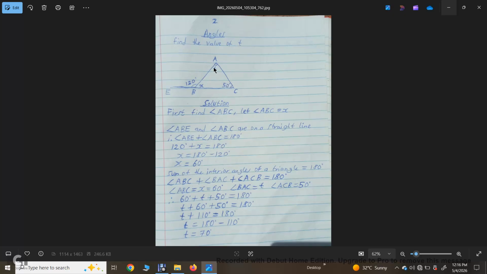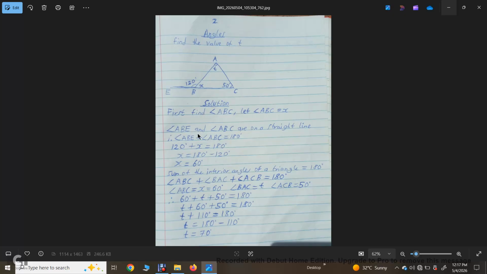In order to find the value of t, the first thing you have to do is find this angle, because this angle and this angle are on a straight line. So therefore, you can find the value of x. So first, find angle ABC. Let angle ABC equal x.